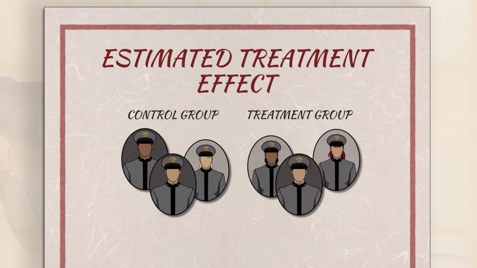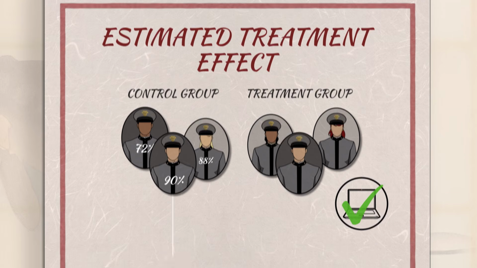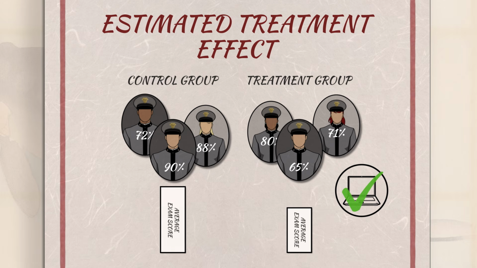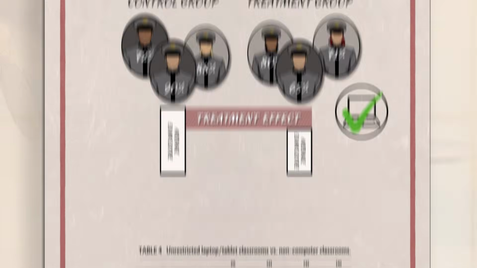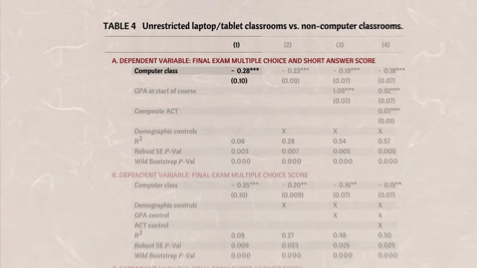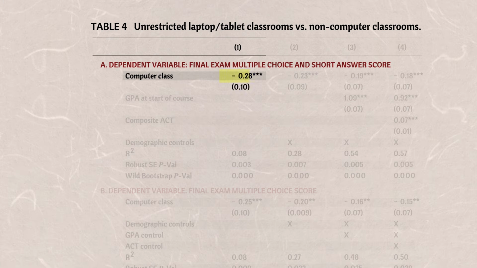The heart of the matter in this table is the estimated treatment effect. Remember, the treatment in this case is permission to use electronics in class. Treatment effects compare averages between control and treatment groups. The group allowed classroom electronics had an average final exam score 0.28 standard deviations below the score for students in the control group.